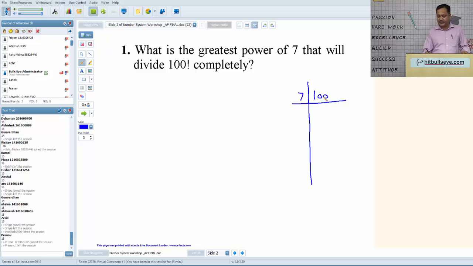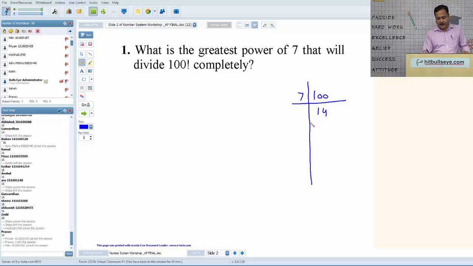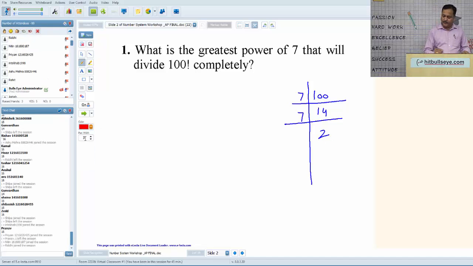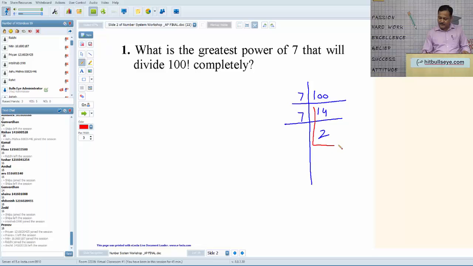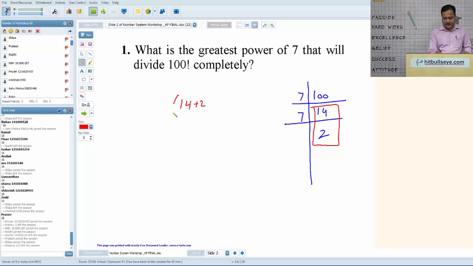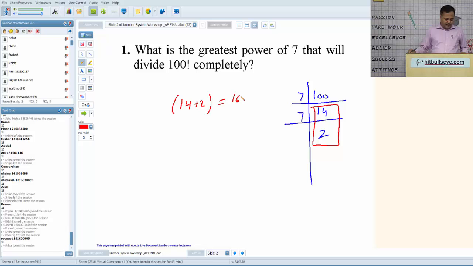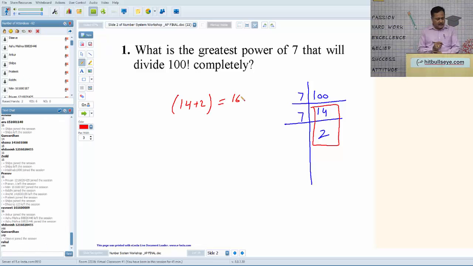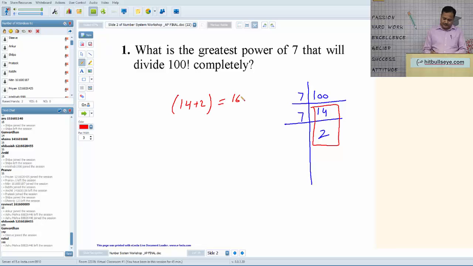100 divided by 7 is 14. Again divided by 7, you will get 2. Now our quotients are 14 and 2. So the highest power of 7 in 100 factorial is 14 plus 2. That means this is 16. So the answer is 16. Is it clear to everybody? Let us move to the next question.